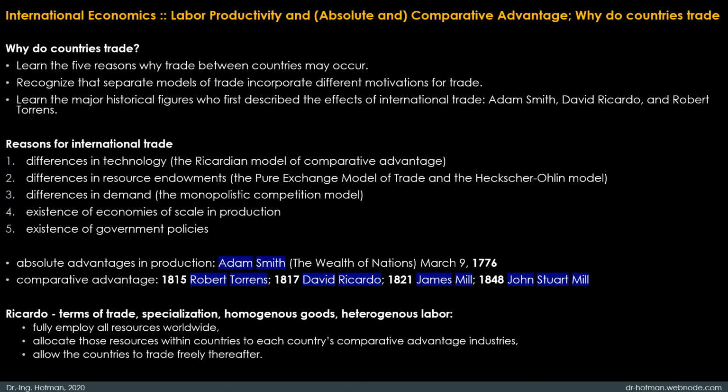Advantageous trade can occur between countries if the countries differ in their technological abilities to produce goods and services. Technology refers to the techniques used to turn resources, labor, capital, land, into outputs, goods and services. The basis for trade in the Ricardian model of comparative advantage is differences in technology.